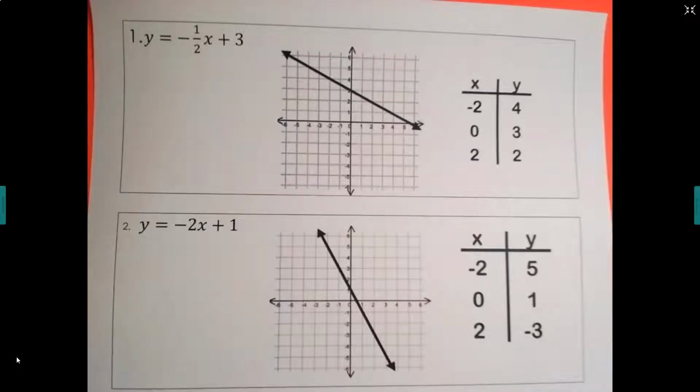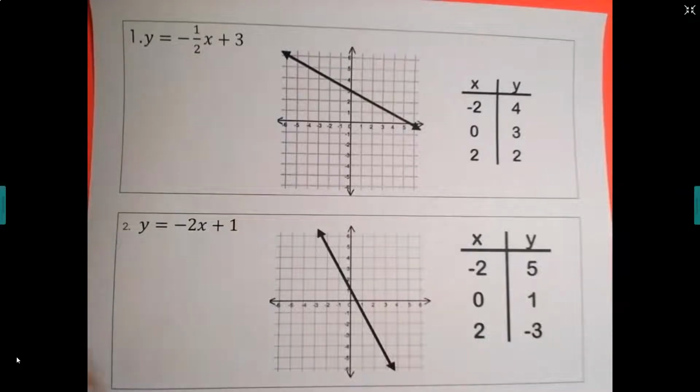Guys, today we want to talk about matching an equation to its graph. You're going to have an assignment where you're given a bunch of equations, a bunch of graphs, and a bunch of tables of values, and you're going to want to match which one goes with which. So I have these matched together, but I want to show you what to look for while you're trying to match.